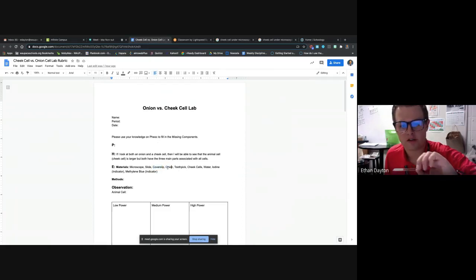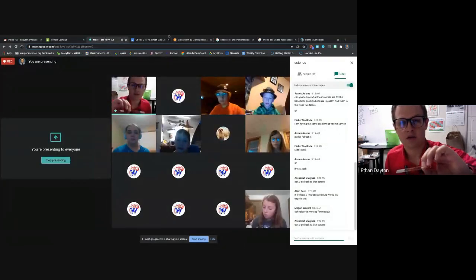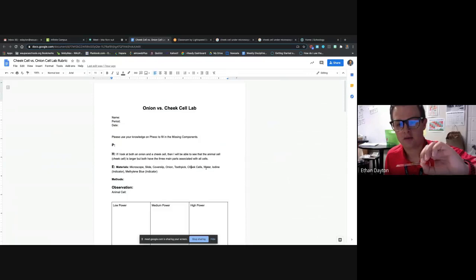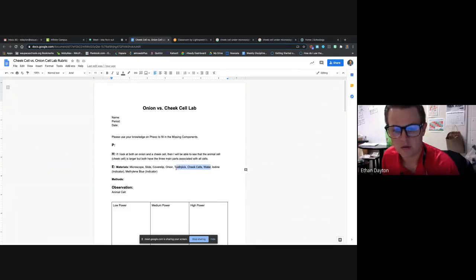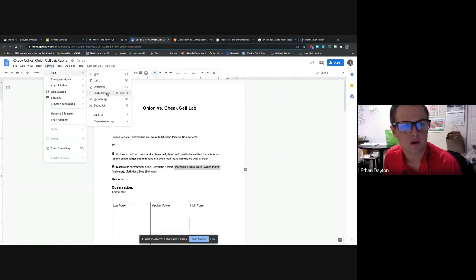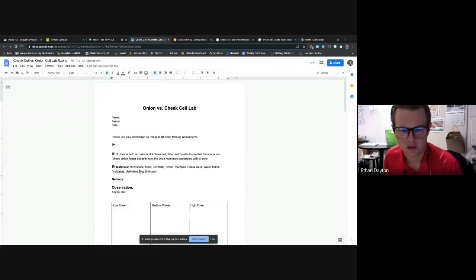Then I have onion, that is already on here. I have that put on here. Toothpick would normally be used in this. I'm not using it this year because of COVID. Cheek cells, again, not using because of COVID. Water, we don't need right now either because we're not dealing with any of that. Iodine, we are also not needing. So all of these right here, I could strike through those. Format, text, strike through. Okay, those we are not using this year. We are also not using methylene blue, which I am about to strike through. Format, text, strike through. Okay.